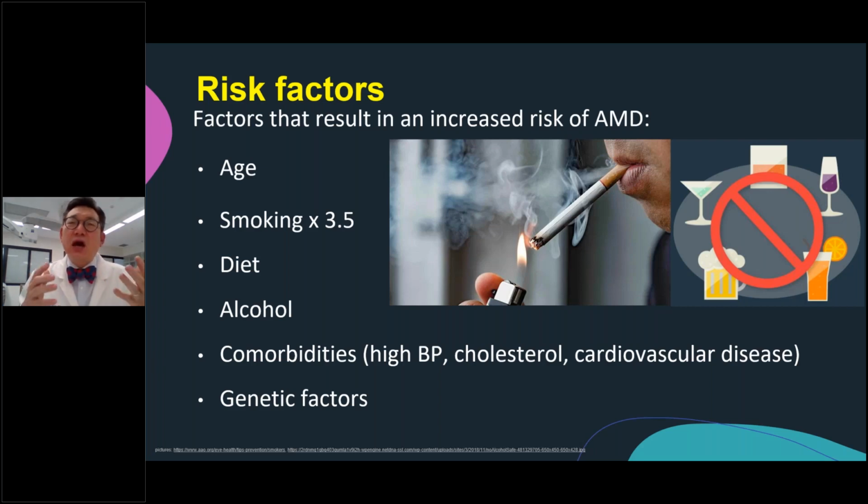I put in here comorbidities, and we know now that patients who have hypertension, high cholesterol, and cardiovascular disease are also more at risk of developing macular degeneration. And there are genetic factors, that is, often a family history of macular degeneration may be a result of an increased risk, and we are now looking at and have identified a number of genes that might be linked to macular degeneration.